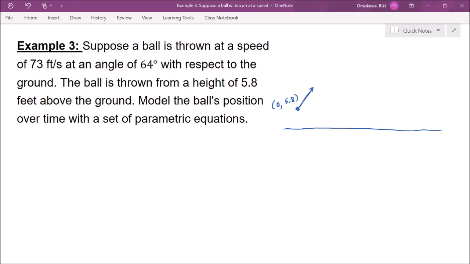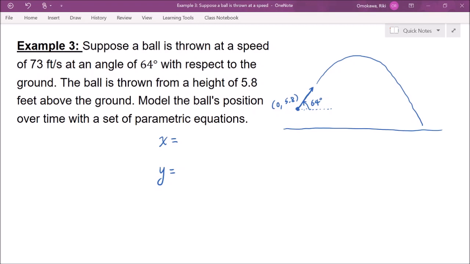And this angle with respect to the ground really means the angle with respect to the horizontal direction. Even though the ball's not on the ground, this angle of throwing is 64 degrees above the horizontal direction. So we know this thing is going to travel in a parabolic trajectory like this. And then we want to model the position, like the x position equals some formula involving time, and also y equals some other formula involving time.